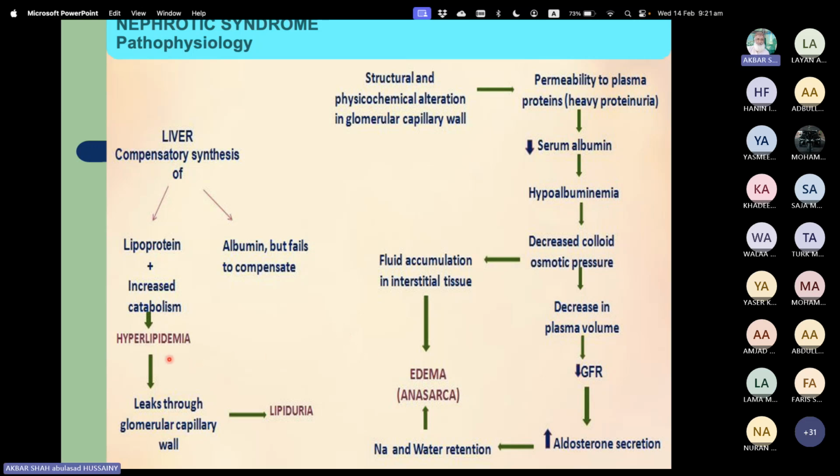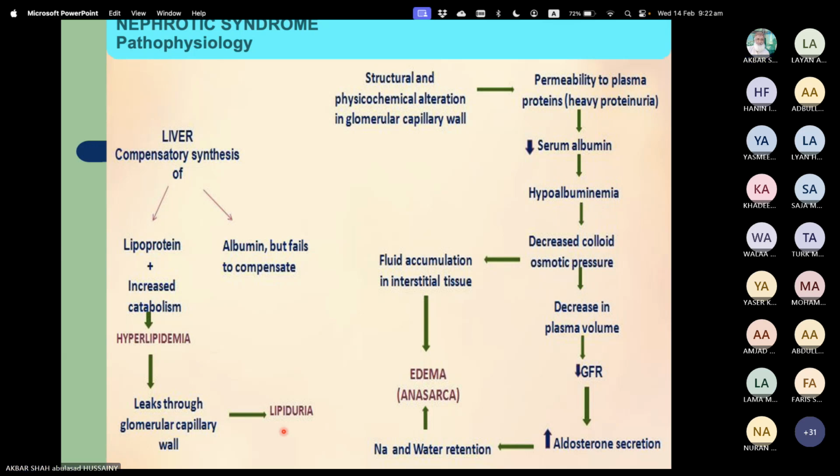Why does this hyperlipidemia occur? This is not so clear, but they say that when albumin is low, the liver tries to work and make more proteins. In making that compensatory synthesis of more proteins, it cannot make albumin because it's a small molecule being leaked from the kidney. Then the other proteins are also made in greater quantity, like the lipoproteins, and they can lead to hyperlipidemia. And then when there is hyperlipidemia, it will also leak through the glomerulus from the kidney to cause lipiduria. So this is the pathophysiology of nephrotic syndrome.